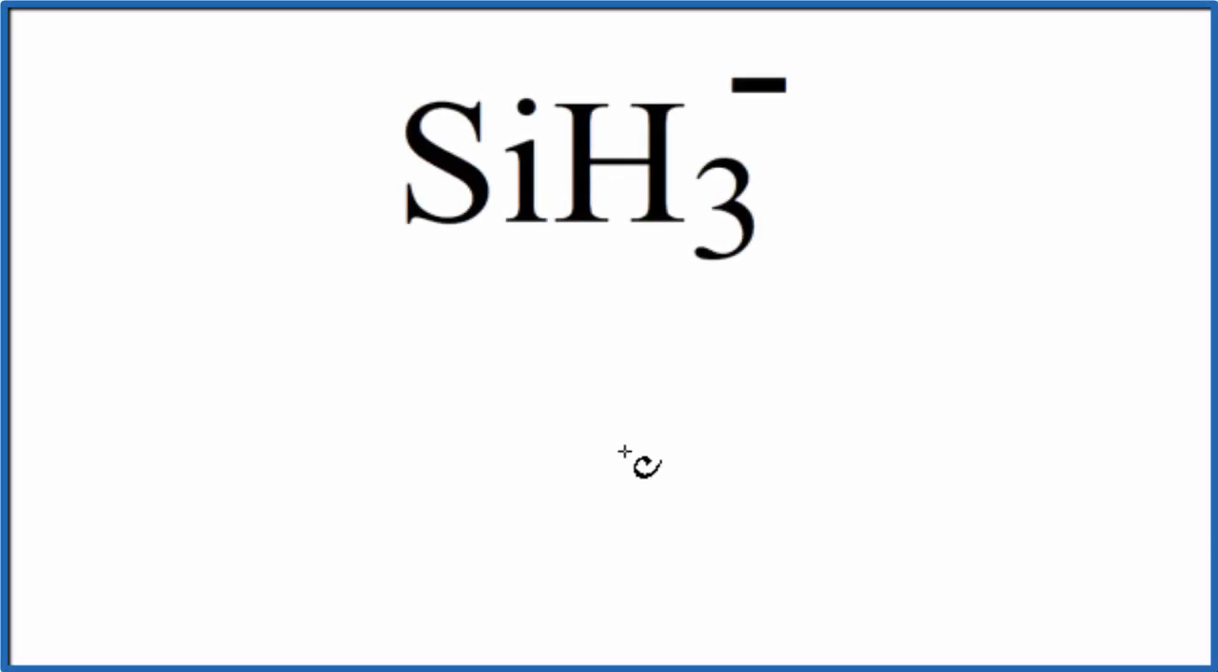In this video, we'll draw the Lewis structure for SiH3-. So first thing we do for Lewis structures, we're going to count the valence electrons up. Si, that's in group 14, sometimes called 4A. That has 4 valence electrons. Hydrogen's in group 1. It has 1 valence electron.